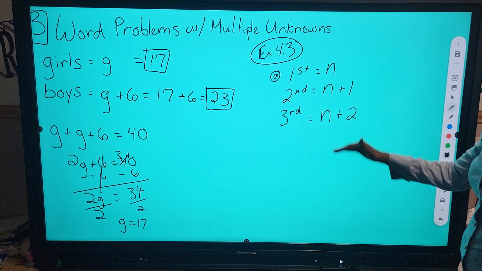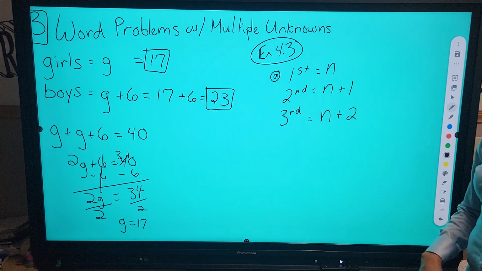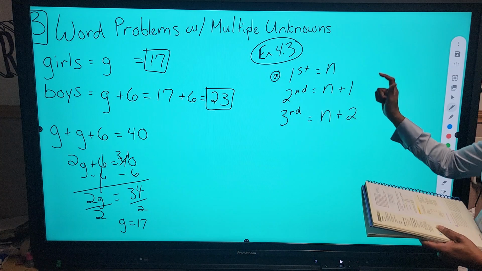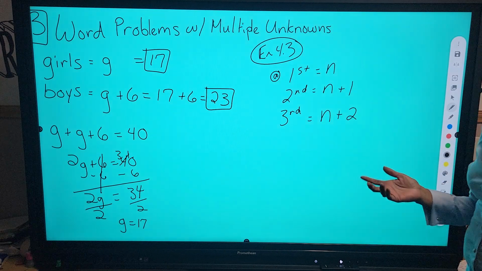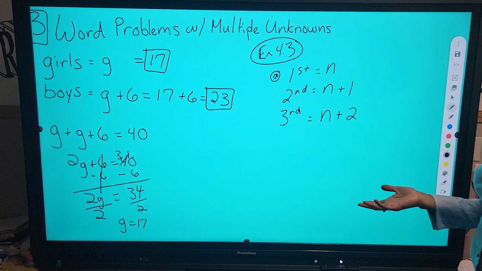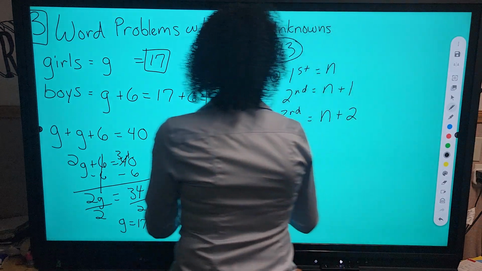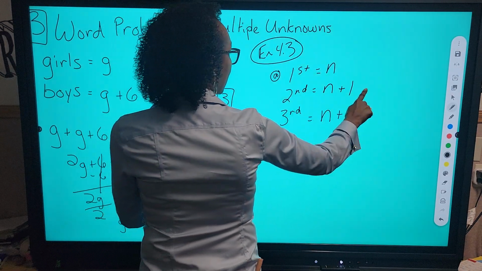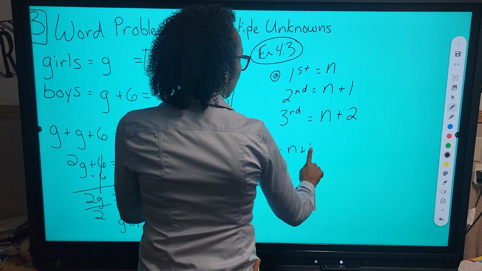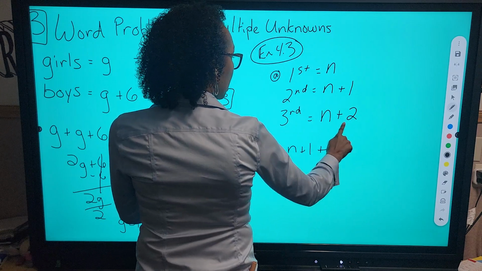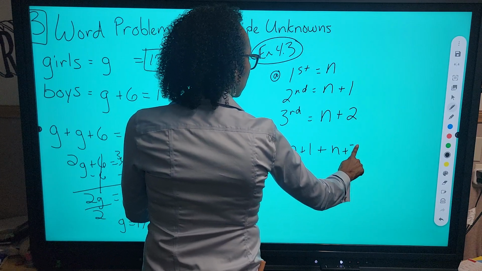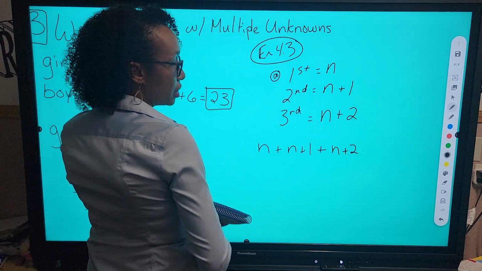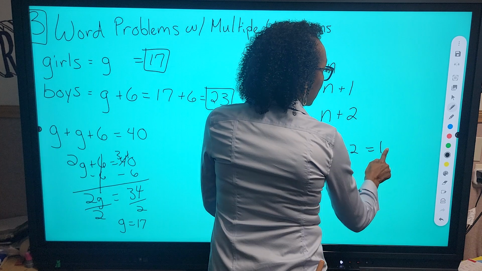Now that I have my labels, let's go back to the question. The question said that the sum of these 3 consecutive numbers, so I know sum means that I'm adding these together. So I'm going to take the first number, which is N, plus the second number, which is N plus 1, plus the third number, which is N plus 2. The sum of these 3 consecutive numbers is 189, and we know is means equals.